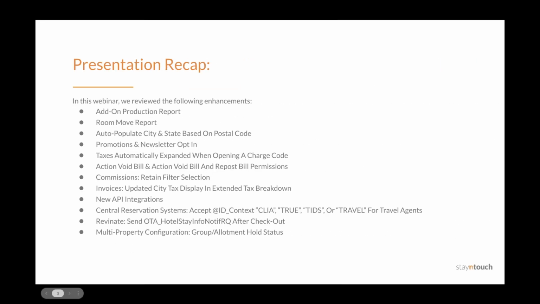All right, so in this webinar, we reviewed the following enhancements: the add-on production report, the remove report, how to auto-populate city and state based on postal code, the promotions and newsletter opt-in, taxes automatically expanded when opening a charge code, the action void bill and repost bill permissions, how to retain filter selection on the commission screen, updated city tax display and the extended tax breakdown for invoices, our new API integrations, some CRS updates, as well as revenue updates. And then finally, we covered group and allotment hold status for multi-property configuration.